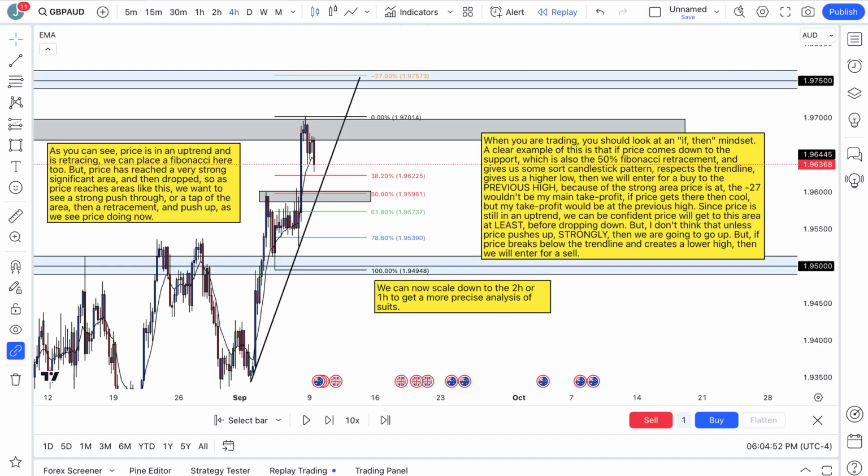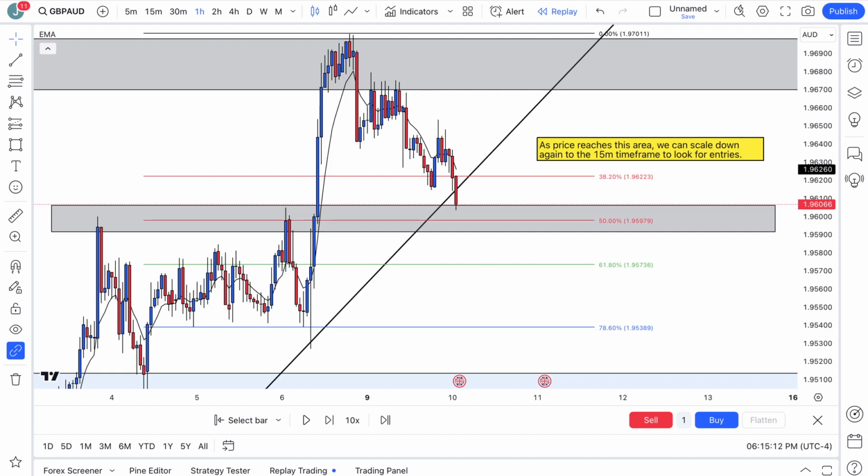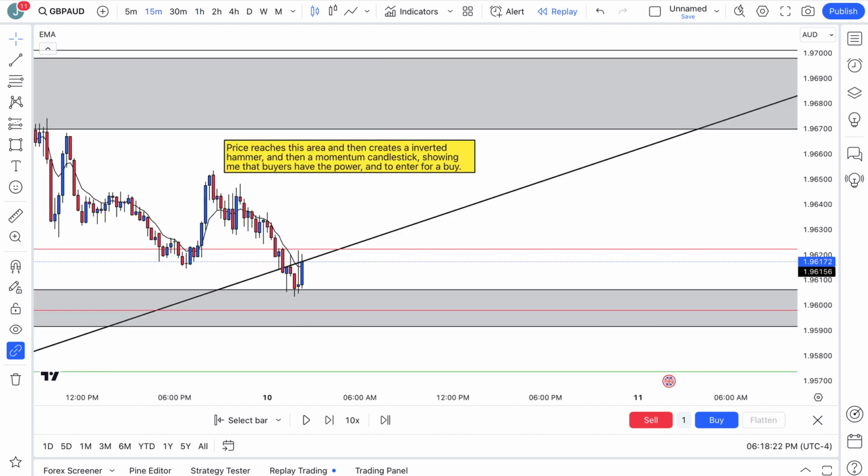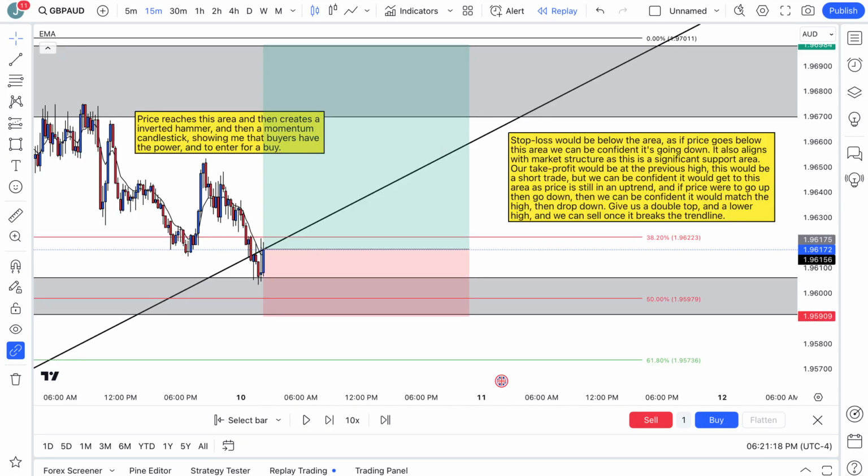We can now scale down to the 2 hour or 1 hour to get a more precise analysis of price. So as we can see, as price reaches this area, we can scale down again to look to the 15-minute time frame to look for entries. And price reaches this area and then creates an inverted hammer and then a momentum candlestick showing me that buyers have the power and to enter for a buy.